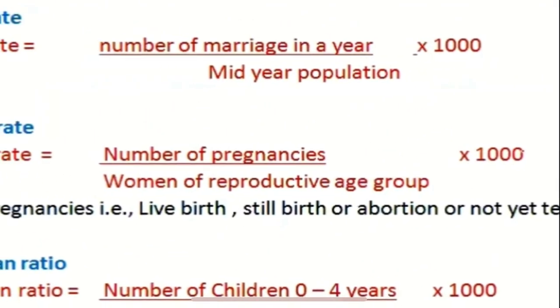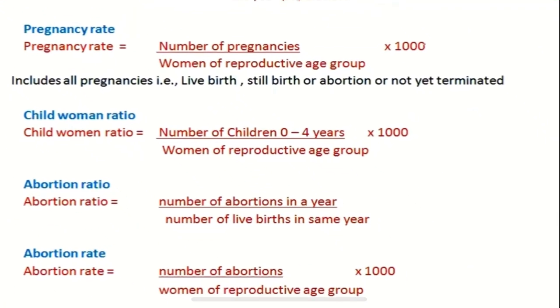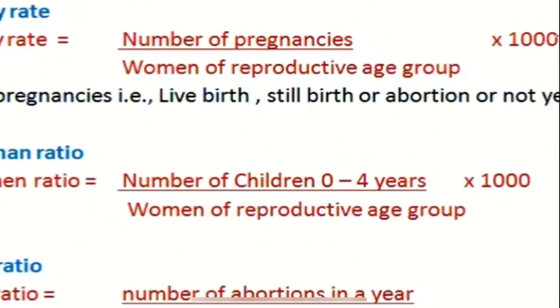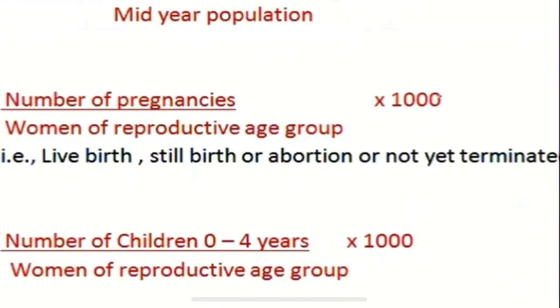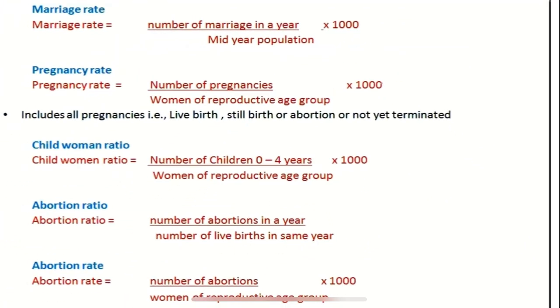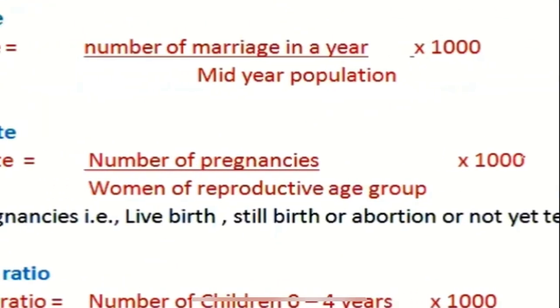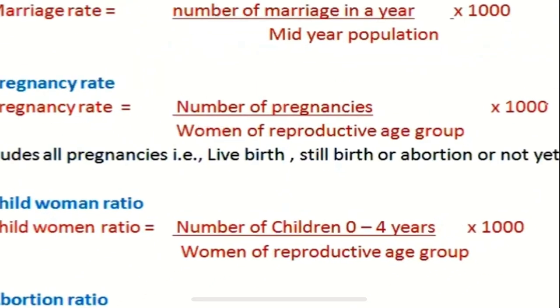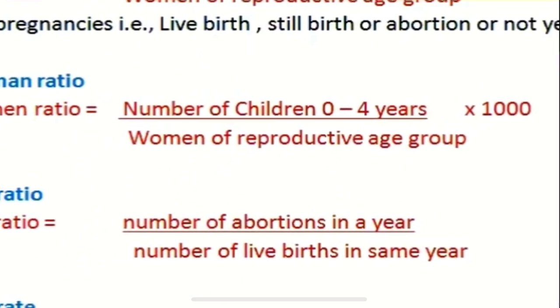Starting with the marriage rate, the number of marriages which are taking place in a year in a given area divided by the mid-year population into 1000. Very simple. Next, we have pregnancy, that is the number of pregnancies by the women of reproductive age group into 1000. So in marriages, you're taking the mid-year population. In pregnancy, you're taking the women of the reproductive age group.